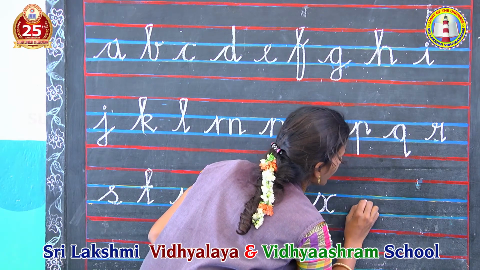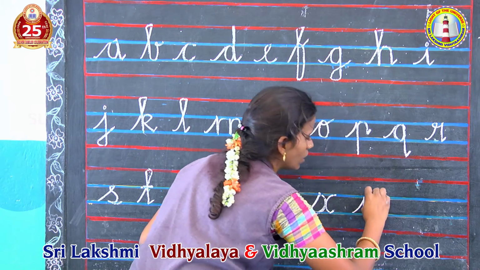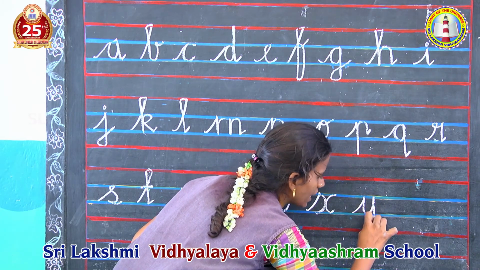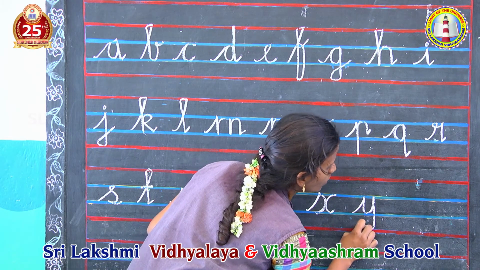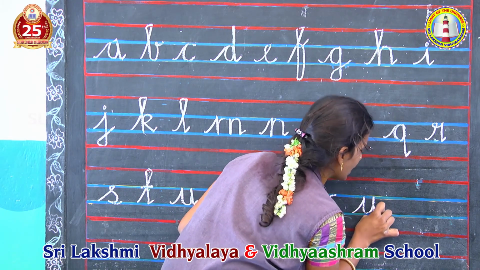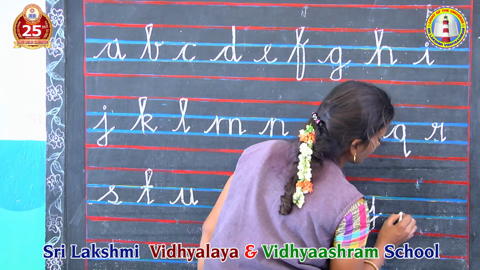Draw a stroke line and then upward of a curve and then bottom of the standing line and then curve, make a small slanting line. It's called Y. Next we write the letter Z.